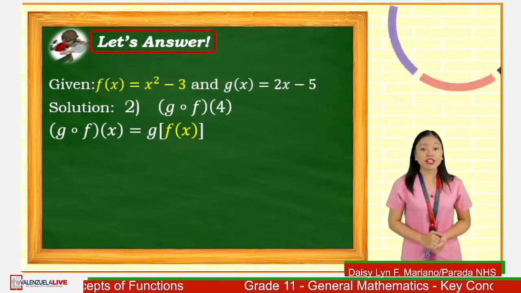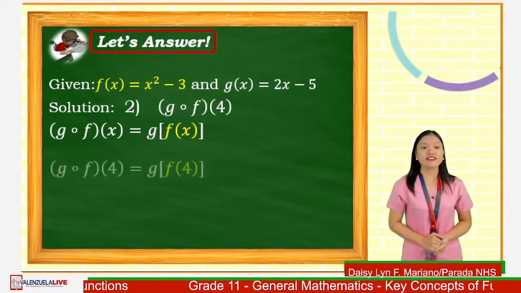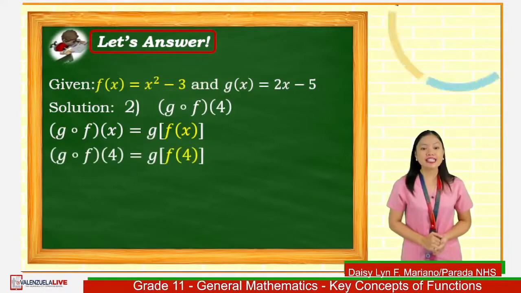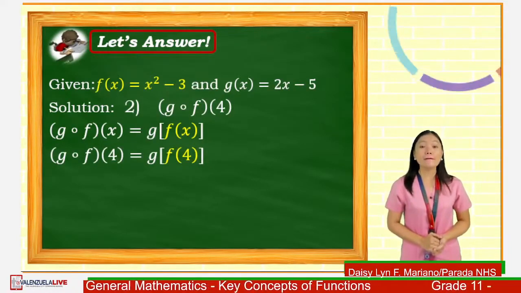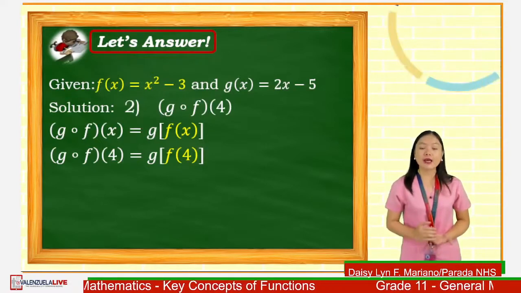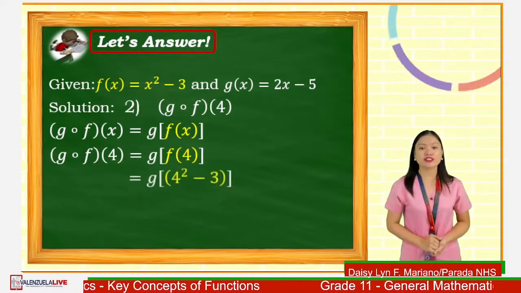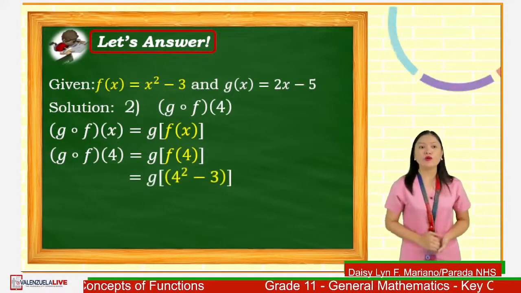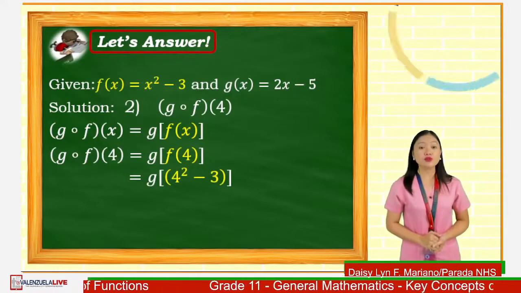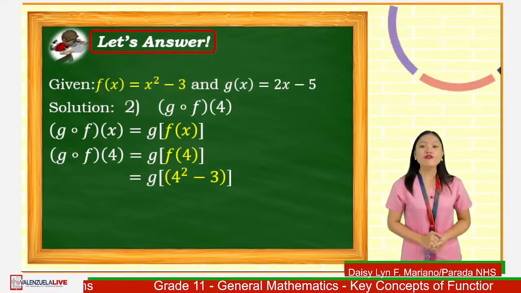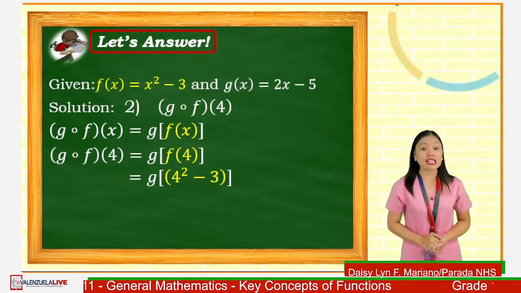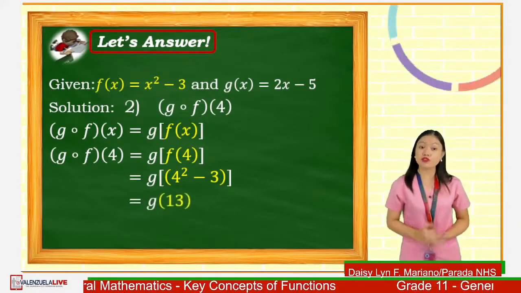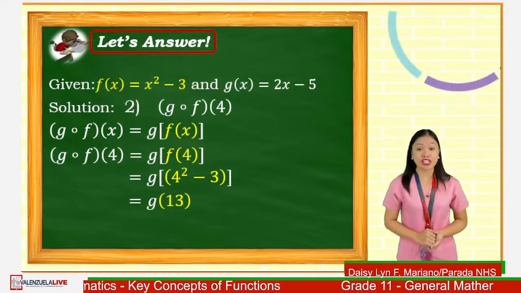We evaluate first the f of 4. That is, replacing x by 4 in the expression x raised to 2 minus 3. Then, performing its operation. Doing so, we have 4 raised to 2 minus 3. 4 raised to 2 is 16. Minus 3 is 13. So we have g of 13.